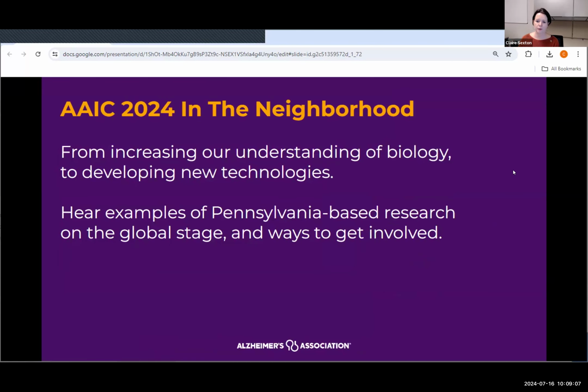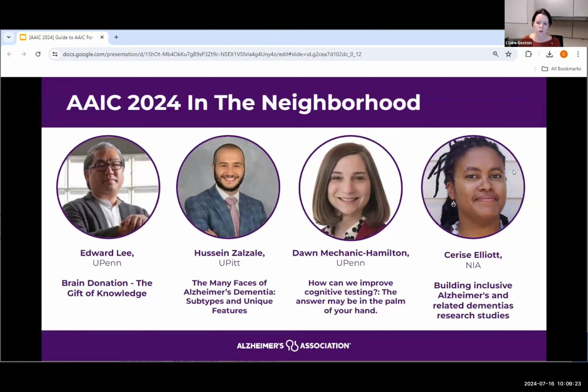For the first In the Neighborhood session, this session spans from increasing our understanding of the biology to developing new technologies, and is where you can hear examples of Pennsylvania-based research on the global stage, and you'll also hear about ways to get involved. So this session will include presentations from Eddie Lee, who's a plenary speaker at AAIC, on brain donation and the gift of knowledge, from Hussein Zalez, who will be speaking on the many spaces of Alzheimer's dementia, the subtypes and unique features.